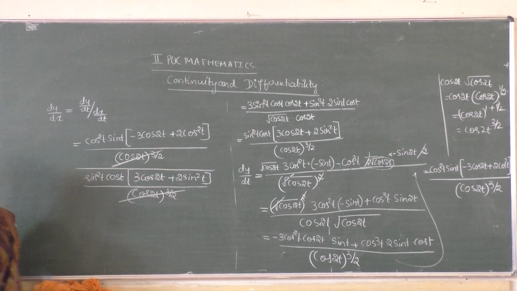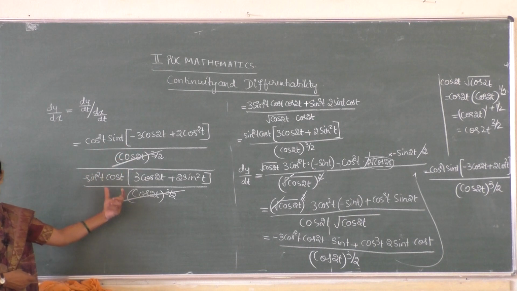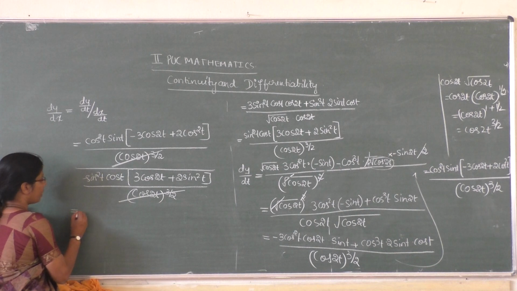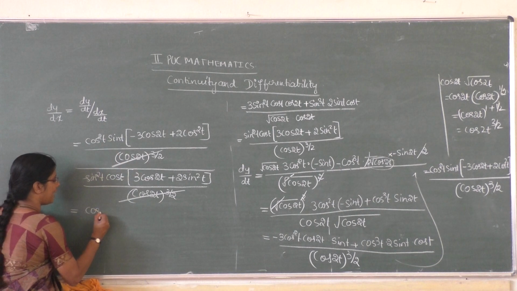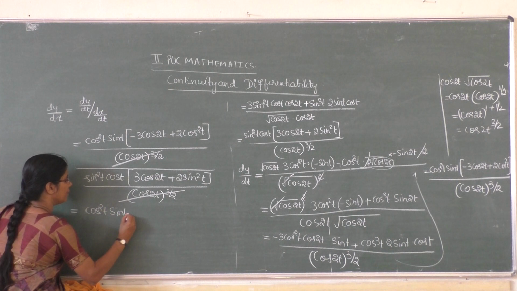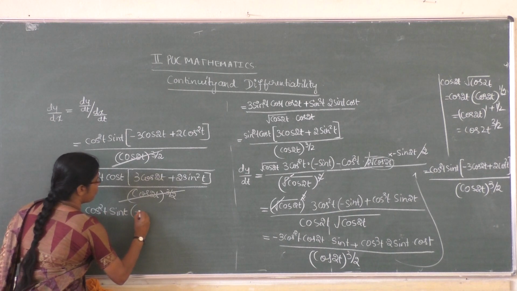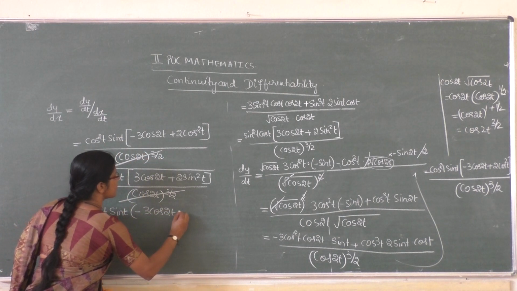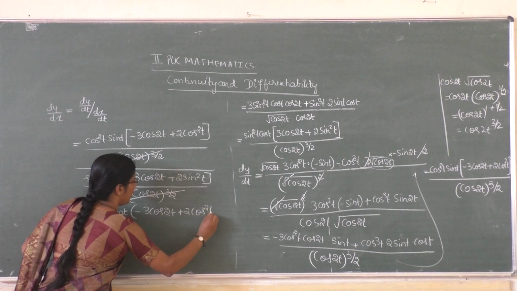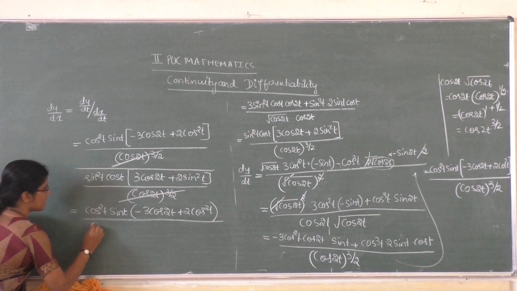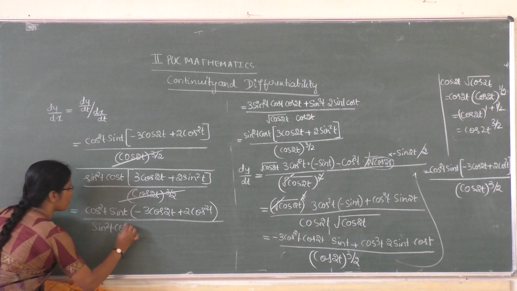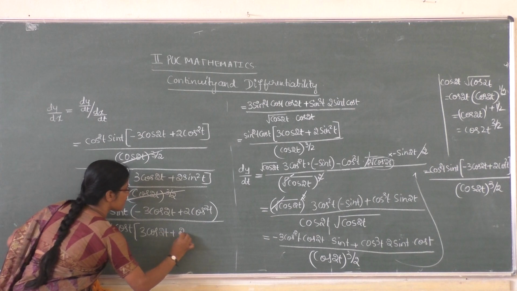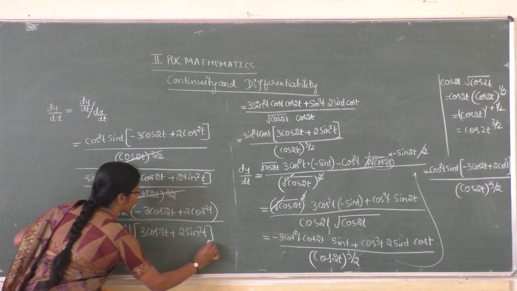So this and this cancel. We have the same denominator, so we can cancel this directly. So what we get in the numerator, that is cos square t into sin t into minus 3 cos 2t plus 2 cos square t, divided by sin square t into cos t into 3 cos 2t plus 2 sin square t, okay.